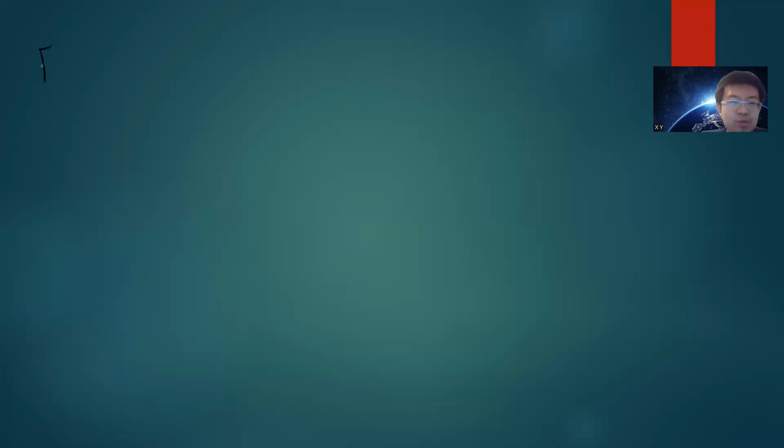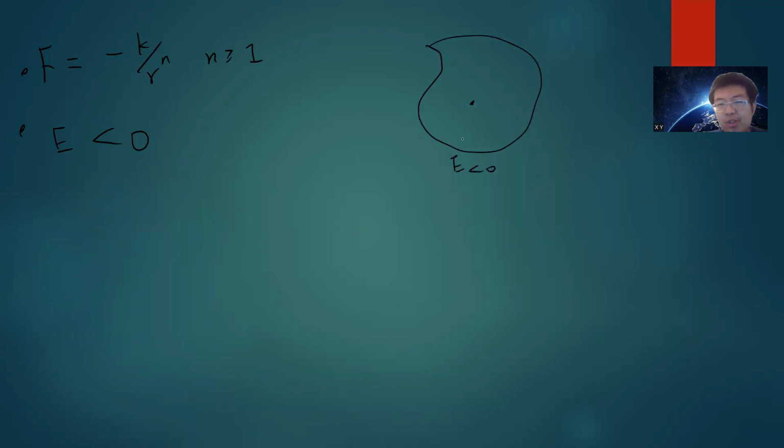So the idea is, let's say you believe the force between the two particles, the sun and the earth, is some minus k over r to the n, say n greater or equal to 1. This is your assumption. And the second assumption is that you have some orbit where the energy is less than 0. Basically, this means that this is Earth, this is Sun, and suppose the Earth is bounded by the Sun, and the energy is less than 0.